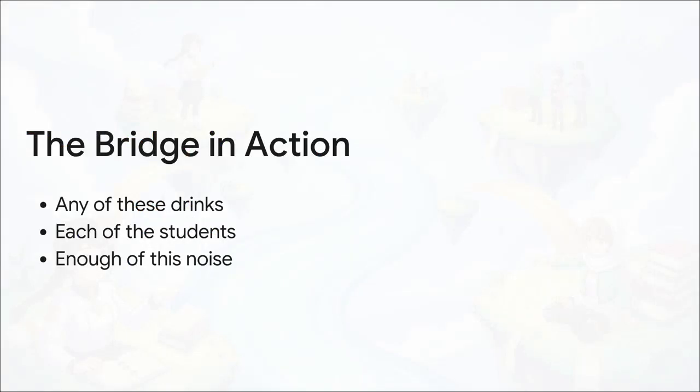Let's see this bridge in action with a little bit of feeling. When you say these out loud, feel how natural that of makes the sentence flow. I don't like any of these drinks. The teacher spoke to each of the students. Or, if you're feeling frustrated, I've had enough of this noise. Notice how seamlessly of connects the quantifier, any, each, enough, to the specific determiner, these, the, this. It's literally the linguistic glue holding these complex thoughts together.